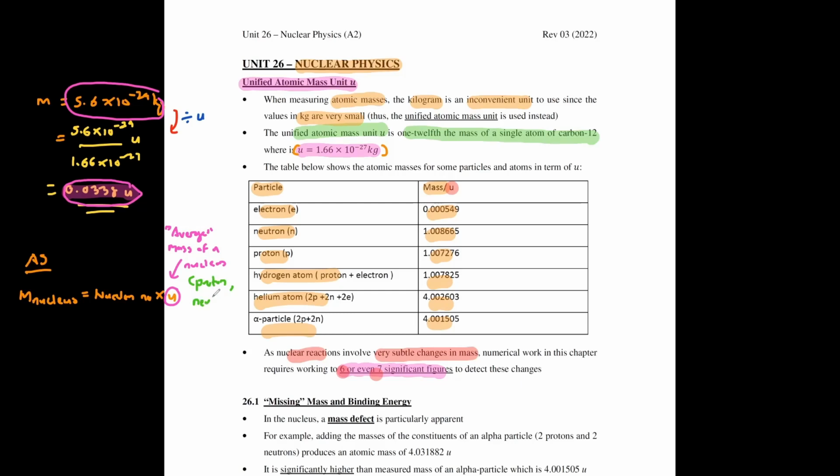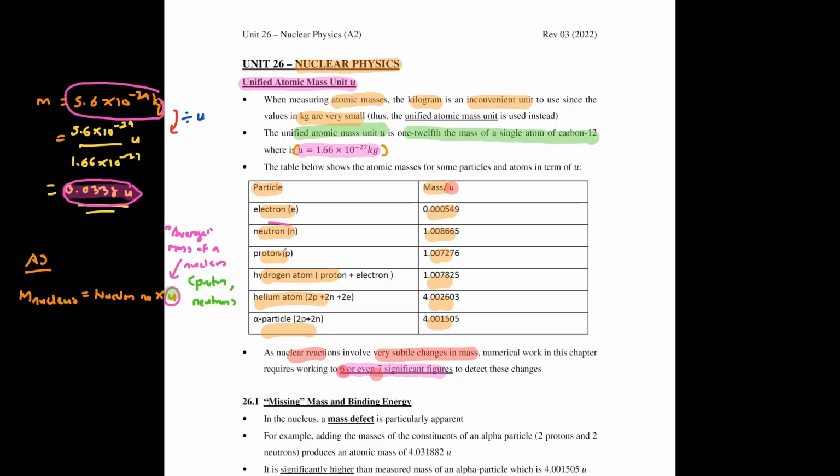Proton or neutron. All right. Now, there's a reason why we said that last time in AS physics, but now in A2 physics, we no longer say that the mass of a proton and neutron is just 1 U.